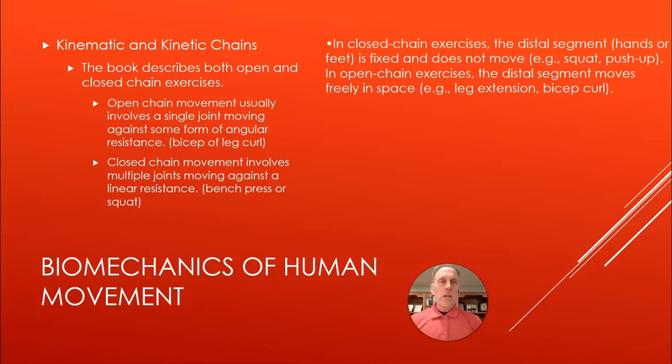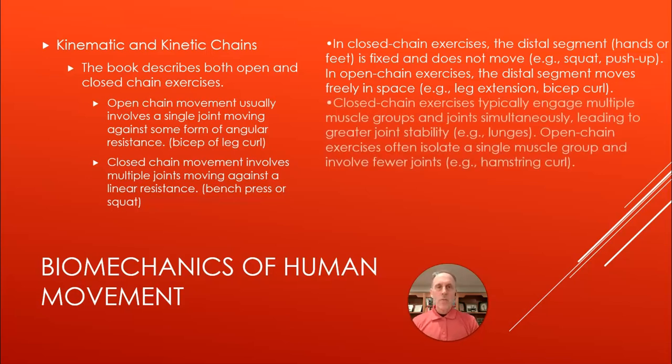So with this, in closed chain exercise, the distal segment, hands or feet, is or are fixed and do not move. Squat or push-up, that'd be closed chain. In open chain exercises, the distal segment moves. So there's one takeaway, right, in terms of closed versus open. And if we go ahead and look at this, closed chain exercises typically engage multiple muscle groups simultaneously leading to greater joint stability, lunges. Open chain exercises often isolate a single muscle group and involve fewer joints, like a hamstring curl. So a single joint exercise versus a multi-joint exercise.